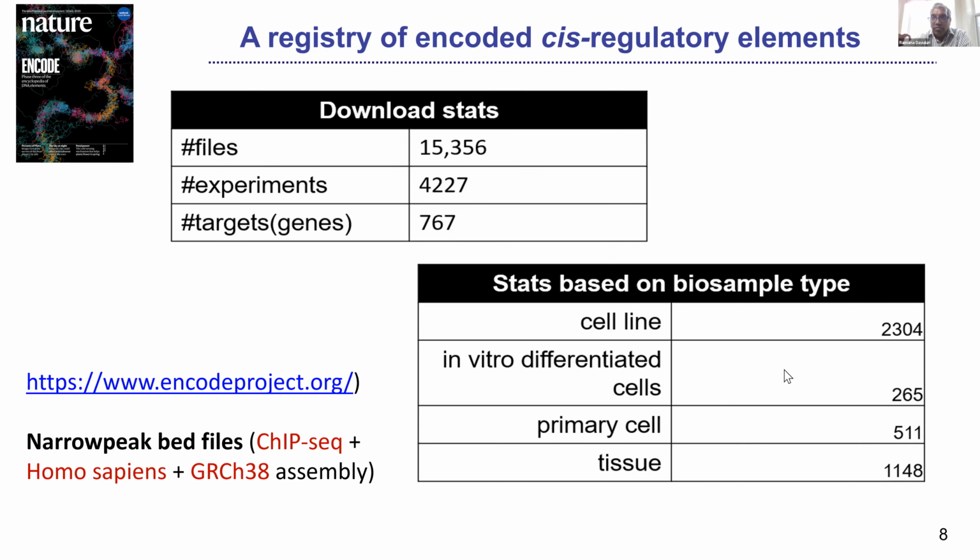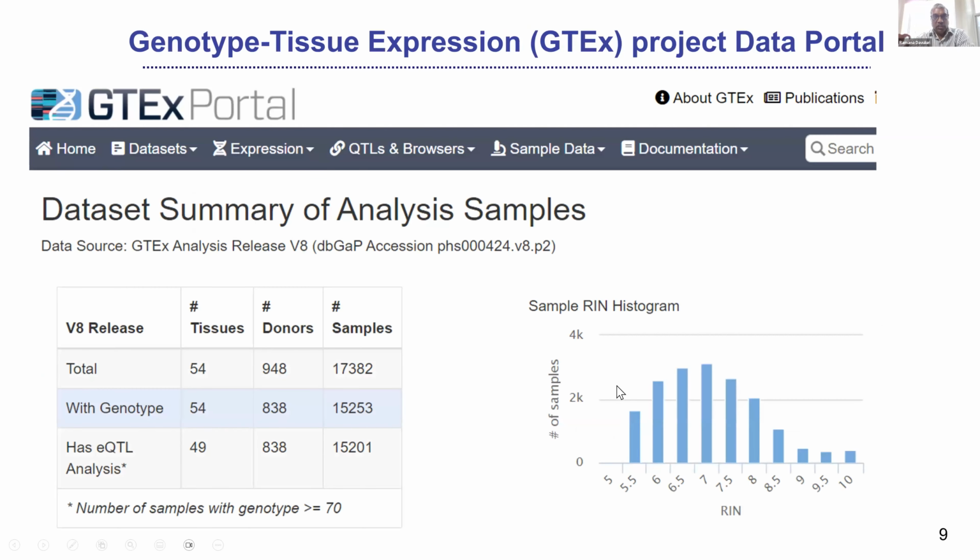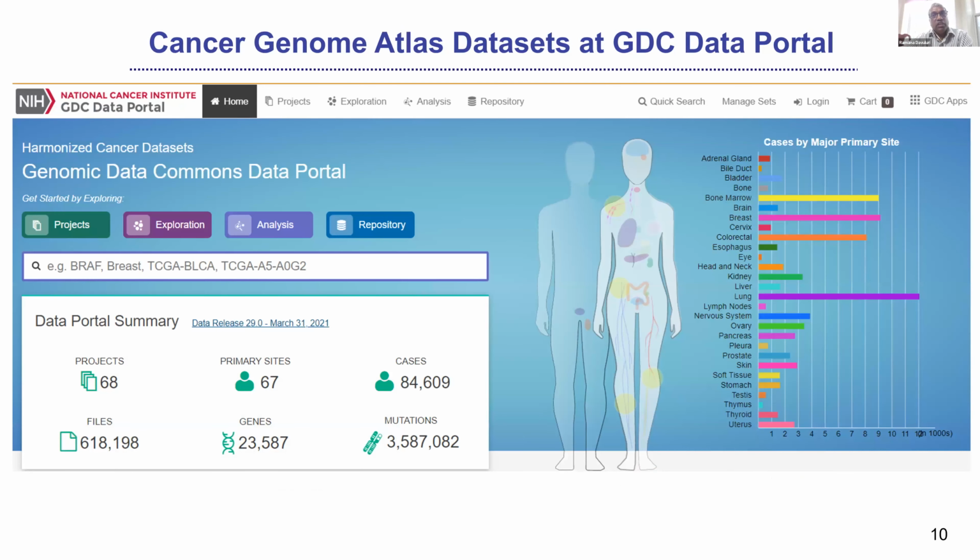And then there are multiple cell lines. This data was produced. There could be primary cells or different tissues. So in terms of expression, there is GTEx data. I'm sure all of you are familiar with this GTEx data, expression in the normal tissues. And then from the cancer point of view, the GDC data portal provides lots of transcriptome and other data files, which we actually analyze using the methods we develop.